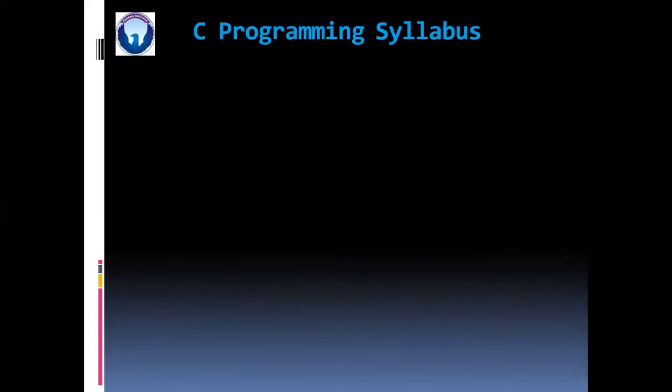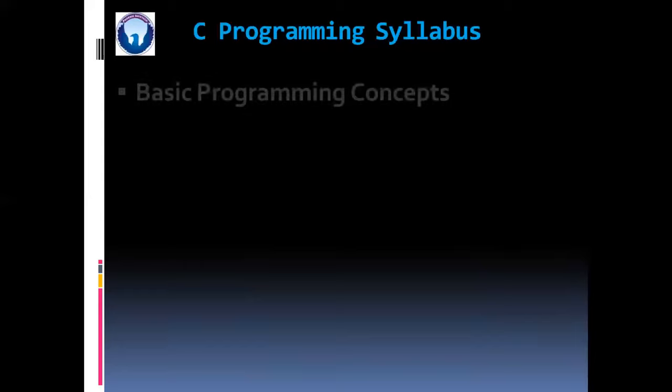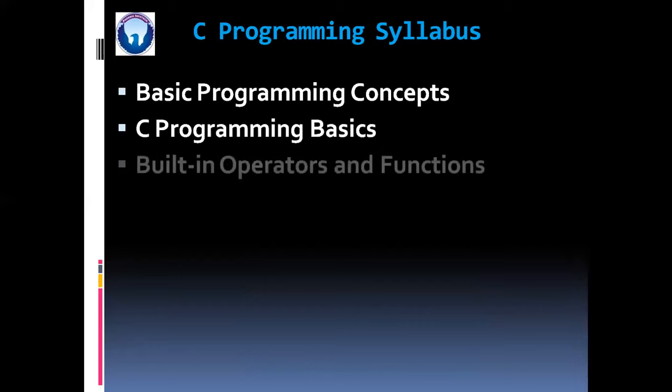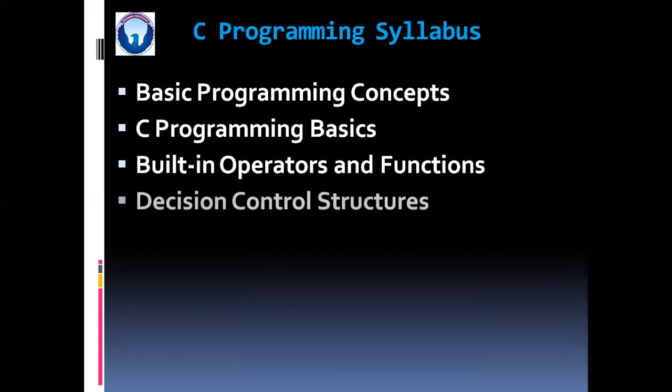Okay, friends. So now we are going to discuss the entire syllabus of our course. So initially, we are going to see the syllabus of C programming language. In C, first we are going to see the basic programming concepts. Then we will proceed to C programming basics. Then built-in operators and functions. Decision control structures. Arrays.